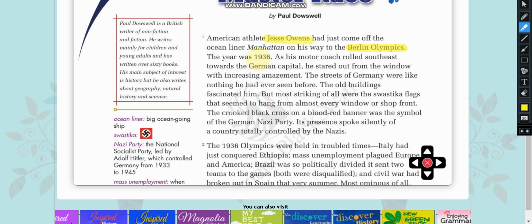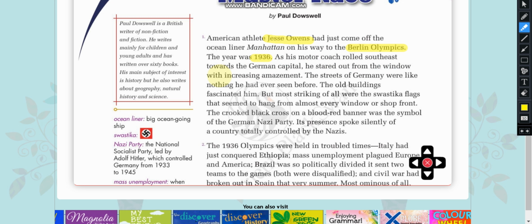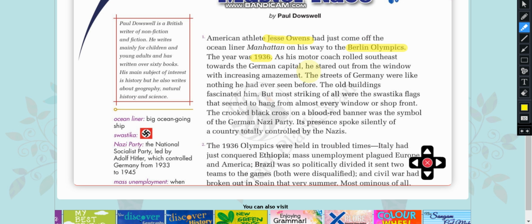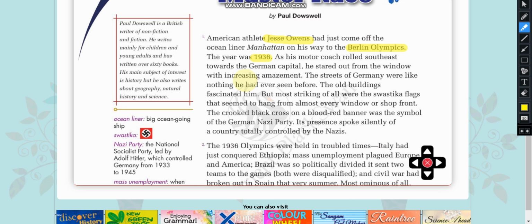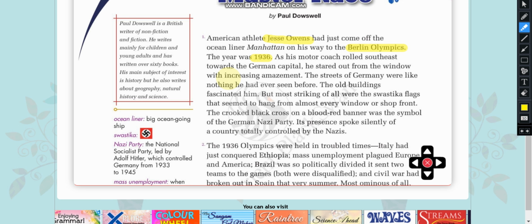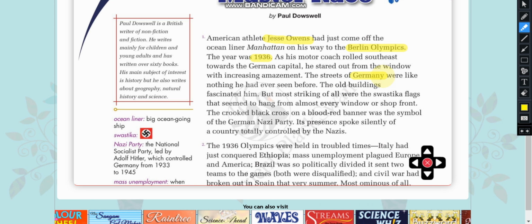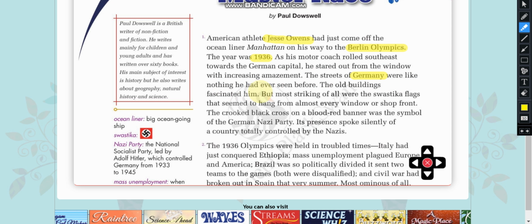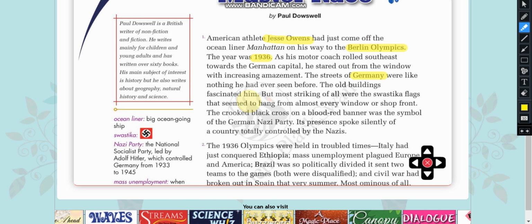The year was 1936. As his motor coach rolled southeast towards the German capital, he stared out from the window with increasing amazement. He was quite amazed. Probably he had never come that far. The streets of Germany, so they have come to Germany, were like nothing he had ever seen before. The old buildings fascinated him.